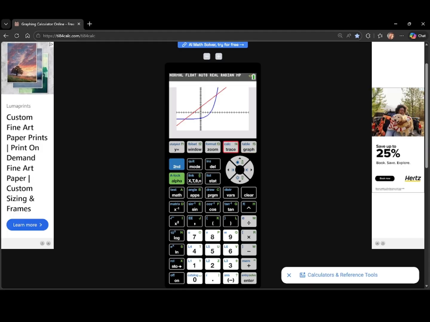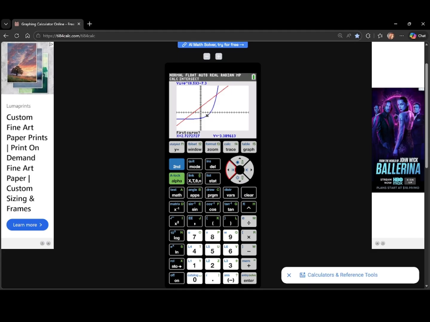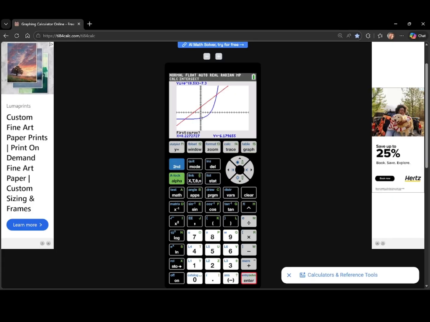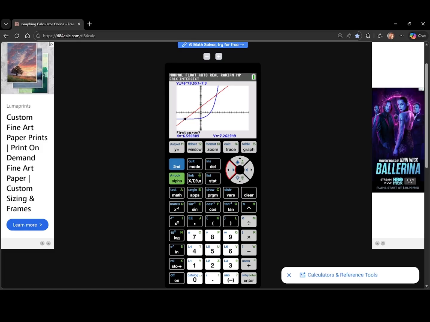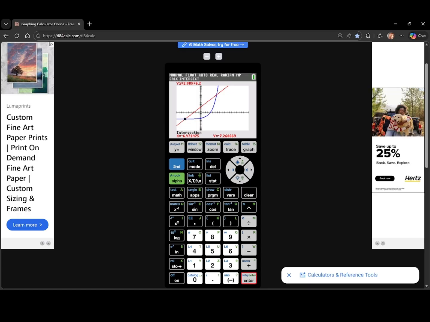So if I go to second calculate, and I want to find that intersection, I am going to go a bit to the left just to make sure I'm getting the other intersection point. Second calculate, intersect. That was my bad. Let's keep scrolling. Enter. Second curve, enter. And there's the other intersection point, -6.471.